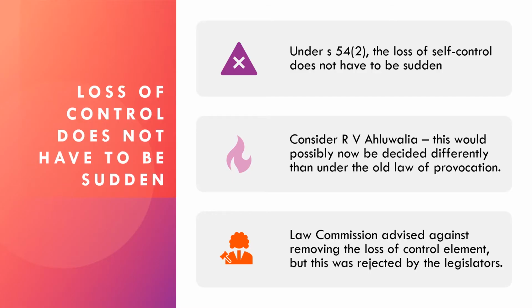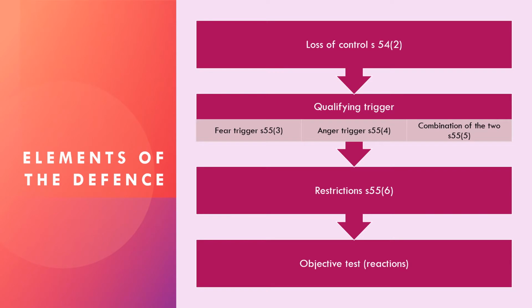So just to reiterate that point then, under section 54 subsection 2, the loss of self-control doesn't have to be sudden. So one of the key changes from the old law of provocation, and we just considered Alevelaw, is the idea that this would now be possibly decided differently than under the old law. So once we've established that under section 54.2 there is a loss of control, which doesn't need to be sudden, we need to think of the thing said or done.